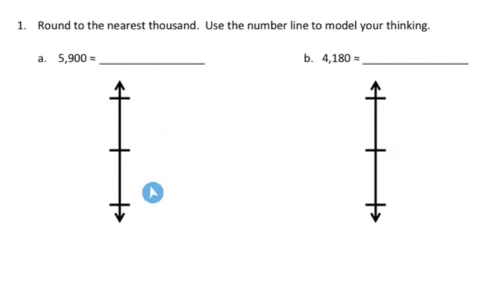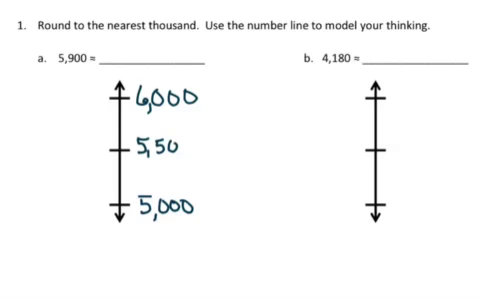So on our vertical number line, we're going to find out we're rounding to the nearest thousand. So which 2,000 is 5,900 between? So it would be between 5,000 and 6,000. So once we have that label on our number line, we have to label what is the midpoint between those two. So what is right in the middle? And the answer is 5,500.